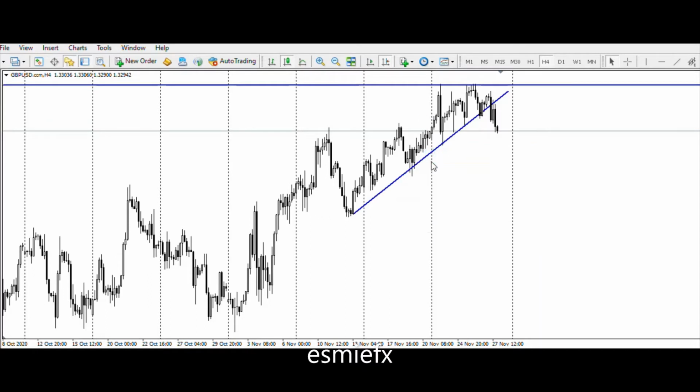Instead, price respected this trend line, as you can see. It respected the trend line all the way until Friday. It broke the trend line here, this is the one. So it created a high, lower high. This is low, lower low.